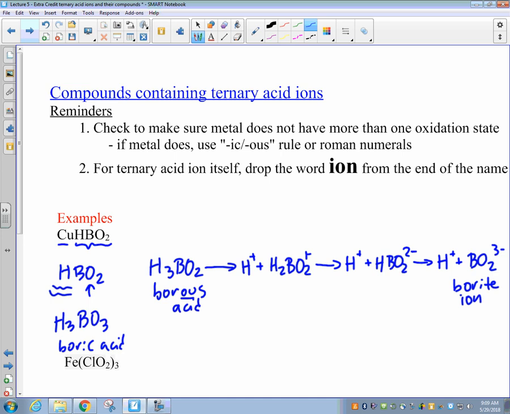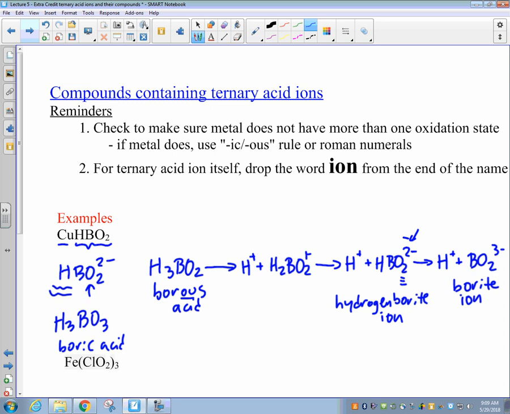And then our species that has two oxygens on it still, the one we're looking for, we now know has a -2 charge from that dissociation, so we can put that charge up on our ion now. Our species still has the hydrogen on it, implying this is the hydrogen borite ion.